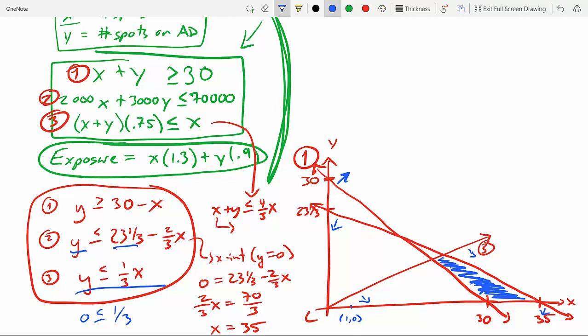The last thing we need to do is come up with the vertices for this portion. So we need to figure out what this number is for this Cartesian point. These two we should already have.